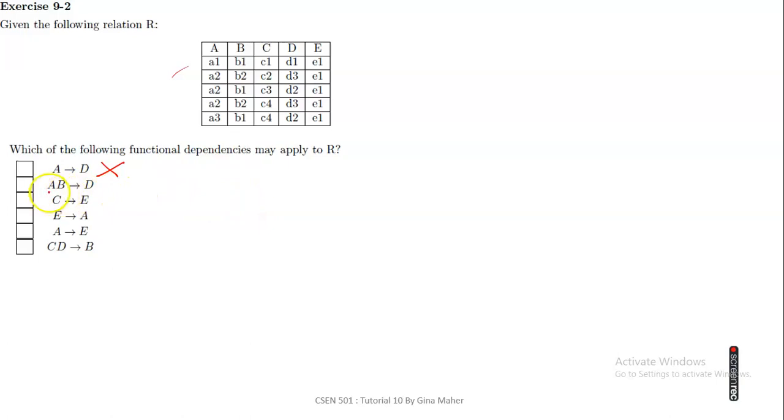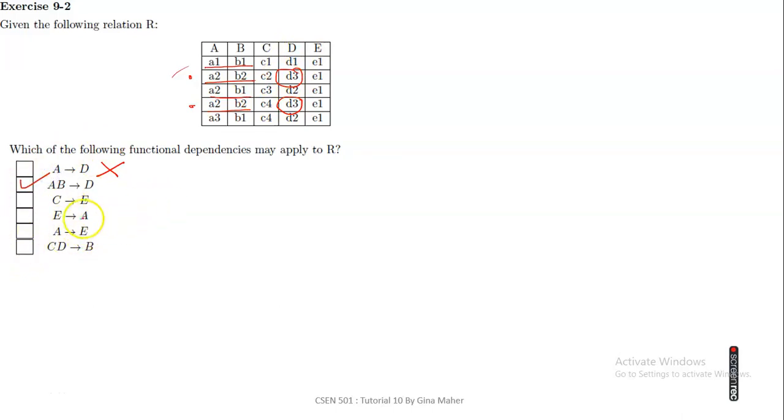Let's check the other one. A and B together imply D. A1, B1 together have D1. A2, B2 together have D3. A2 and B1, D2. A2, B2, which is a repeated one, has a D3 as well, which means that whenever I gave you A2 and B2, you will be able to return a unique value of the D. So in this case, AB implies D.